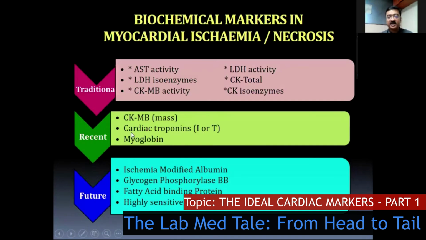Cardiac troponins T and I and myoglobins. And in future there are some other markers coming up, which is ischemic modified albumin and fatty acid binding protein. These two are mainly in the market nowadays, which may have a bright future as diagnostic markers. High sensitive CRP is more of a prognostic marker than a diagnostic marker. So all are the markers coming up in the market later on.